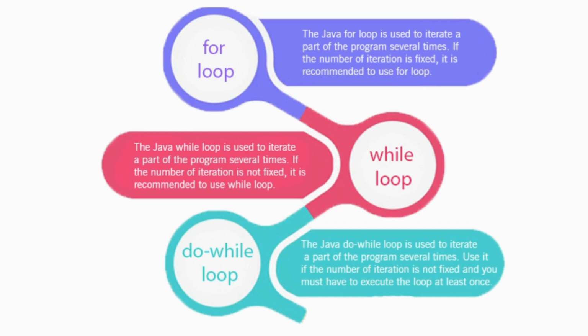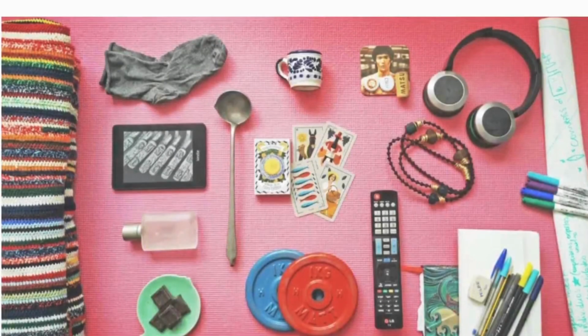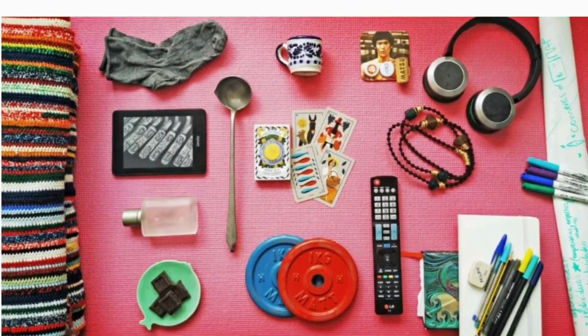As you know earlier, in order to execute a particular piece of code at least once, you will be using do while loop. Now let's get into objects.